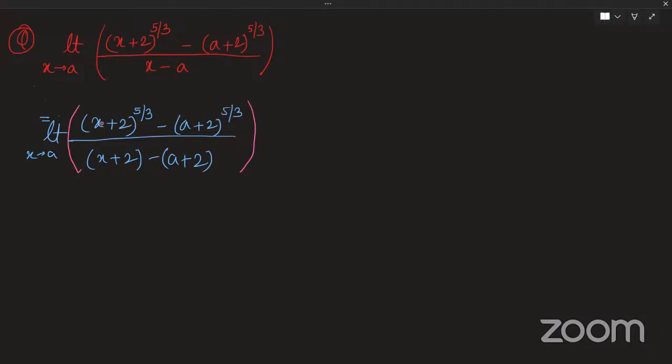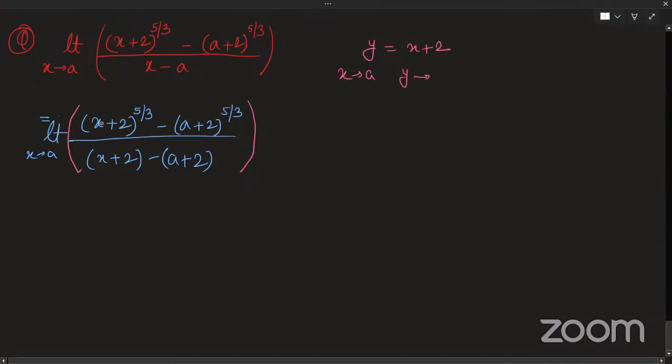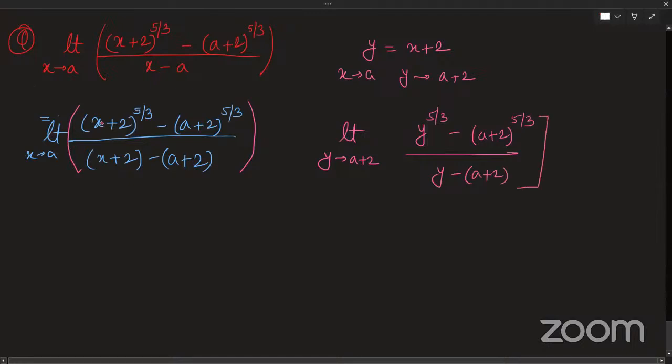It is really simple. I don't know why you are not answering. You could just easily take a variable y whose value is x plus 2. So if your x is tending to a, your y is tending to a plus 2. So you can convert it: limit y tending to a plus 2 of y raised to 5 by 3 minus a plus 2 raised to 5 by 3, whole divided by y minus a plus 2.